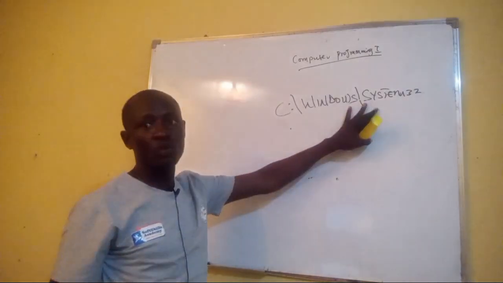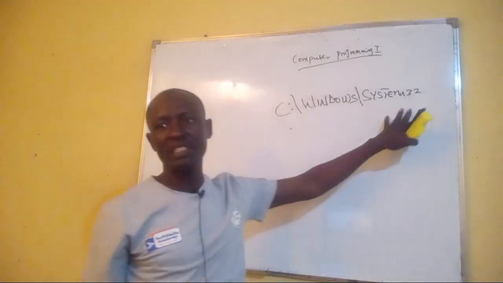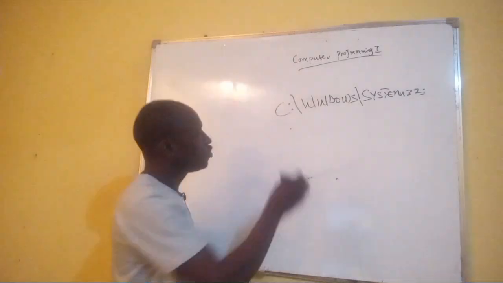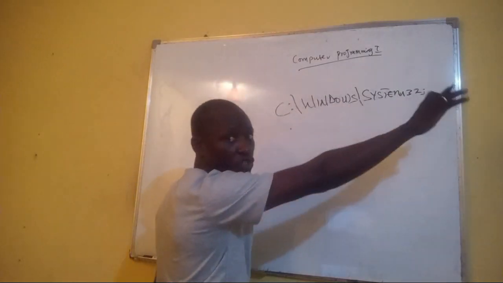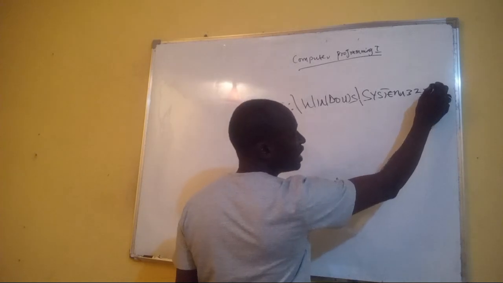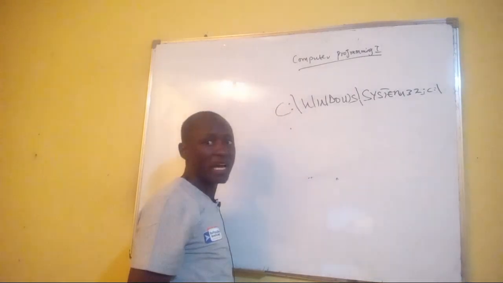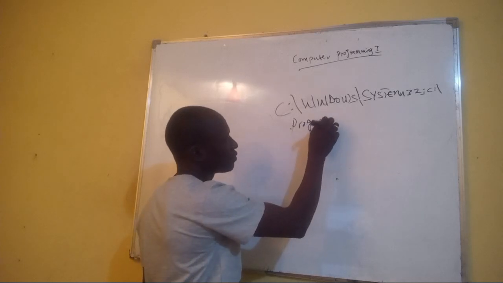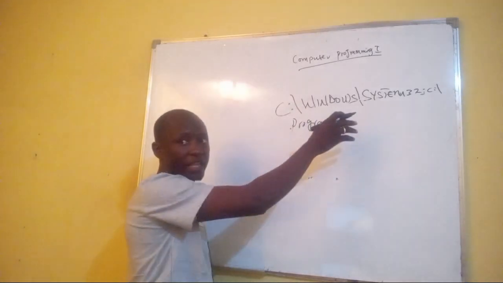This very section will remain the way it is. The only thing you will add is a semicolon here. Then you will write, in small letters, the root directory of C, then Program Files.